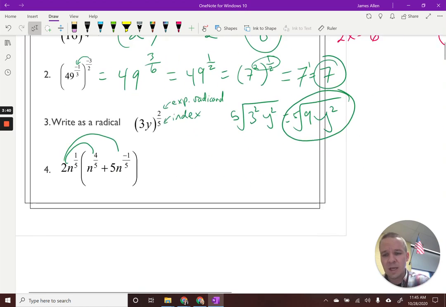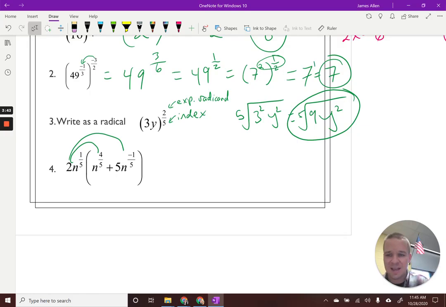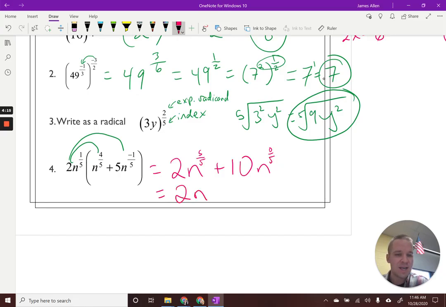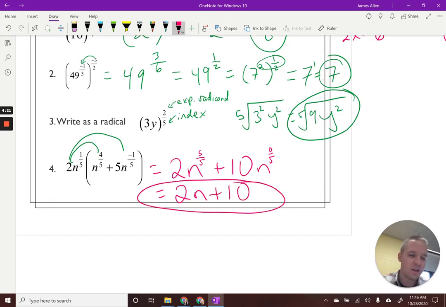Let's do it. So when I distribute the 2n to the 1/5 in, I get 2n to the, and when I multiply like bases, I add my exponents. 1/5 plus 4/5 is 5/5, which will simplify to 1. We'll do that next. And then here I've got 2 times 5 is 10. And then I have n to the 1/5 and n to the negative 1/5. Well, that would be 0/5. 1 minus 1 is 0. So I have 2n to the 1st, which is 2n. And then that's n to the 0, so that becomes 1. And 10 times 1 would just be 10. There's my final answer for that one.